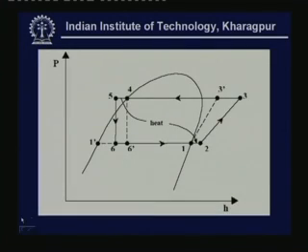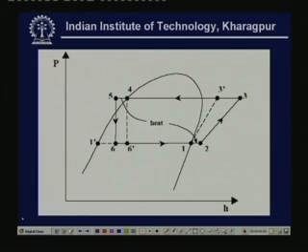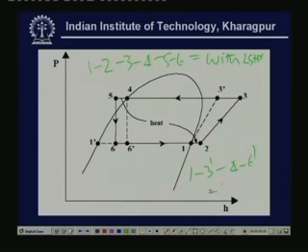So, here the cycle is shown on a p-h diagram. Here cycle 1, 2, 3, 4, 5, 6 is a cycle with liquid suction heat exchanger, and cycle 1, 3 dash, 4 and 6 dash, as you can see, is without liquid suction heat exchanger. Here we have made one assumption which is not mentioned in the problem. We assume that for both the cycles, the exit condition of the evaporator is saturated vapor. Similarly, the exit condition of the condenser is saturated liquid. So, these two are the common conditions for both the cycles.